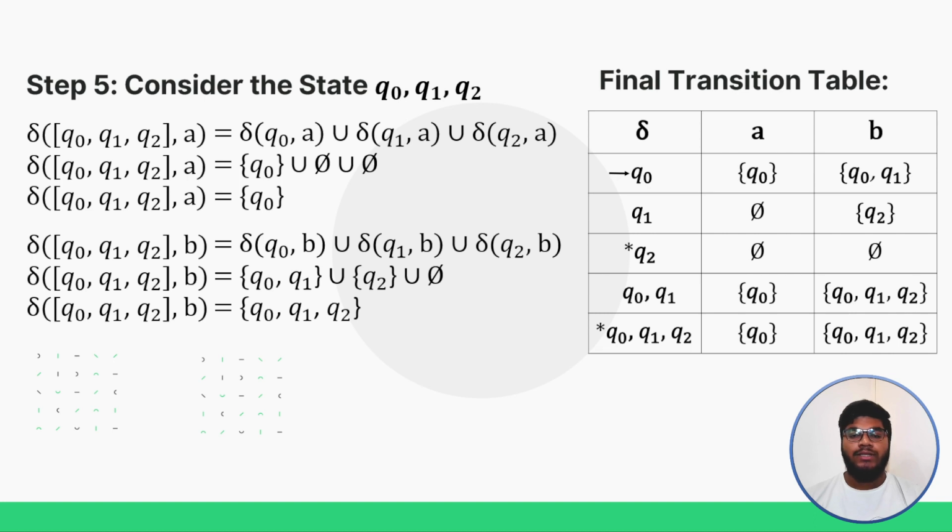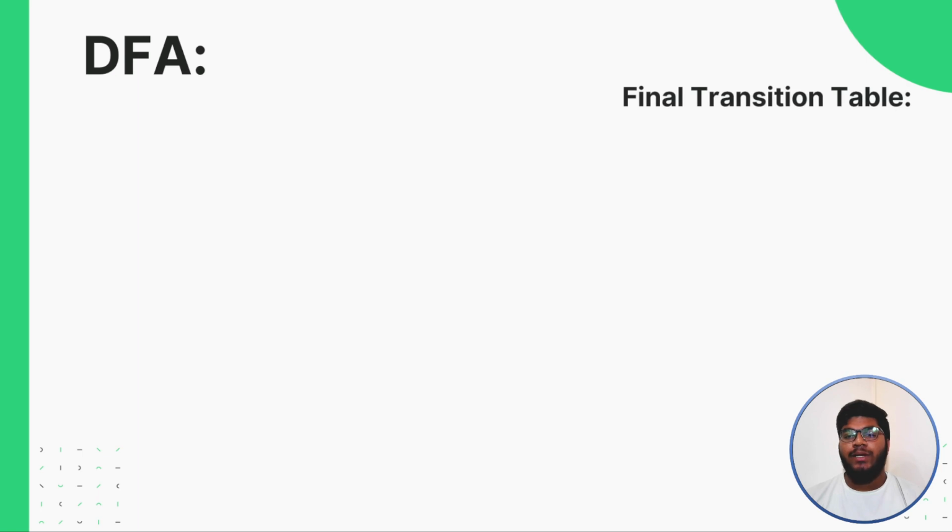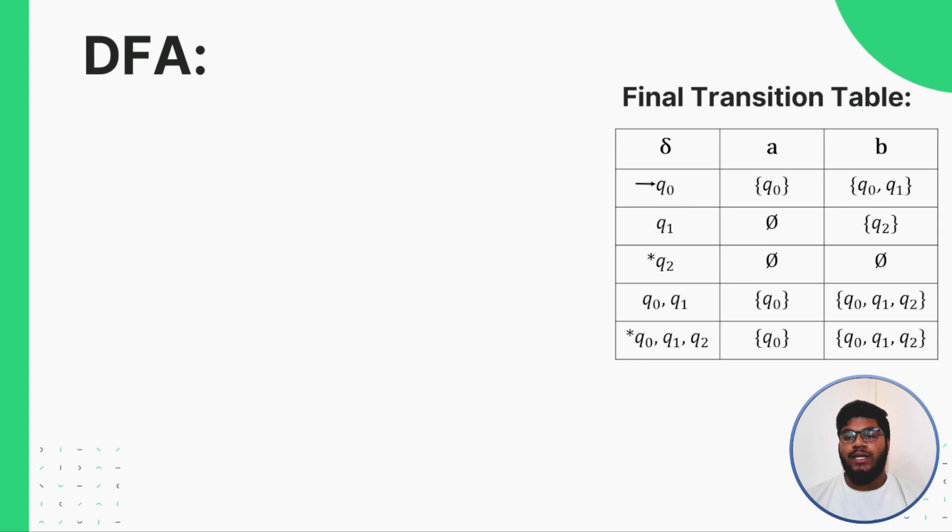So first, from the NFA we have taken the transition table, and from the transition table we have constructed the final transition table by taking all the states in the step format. From this final transition table we're going to construct the DFA. Before that, we take the final transition table from the previous steps. This is the final transition table which we have constructed.